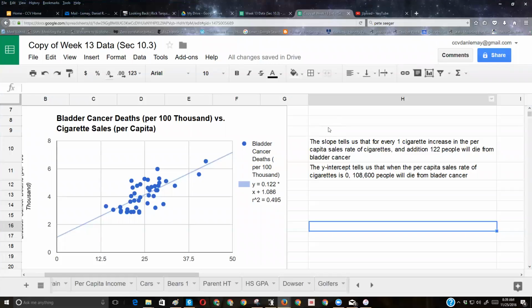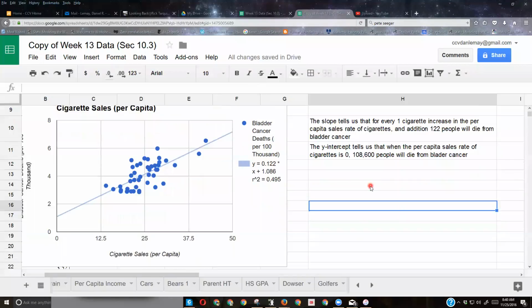So what does the slope and the y-intercept mean in the context of the situation? So what I did is I took a look at the slope, and the slope is 0.122, and remember the rate is per 100,000 people for every additional cigarette. So the slope tells us that for every additional cigarette increase in the per capita sales rate of cigarettes, I didn't like the way I worded that, but anyways, for every additional cigarette, an additional 122 people will die.